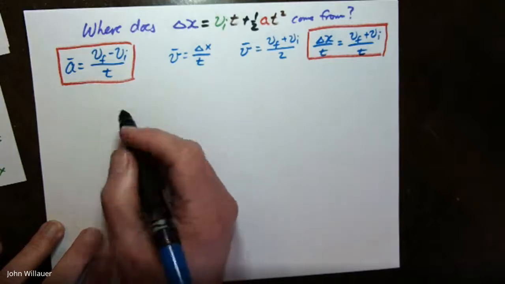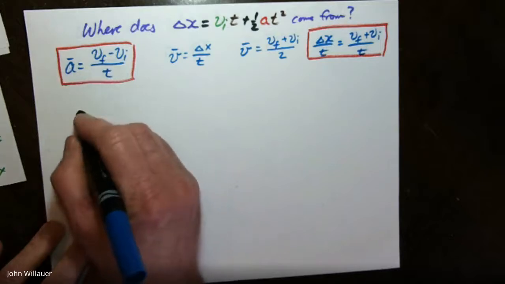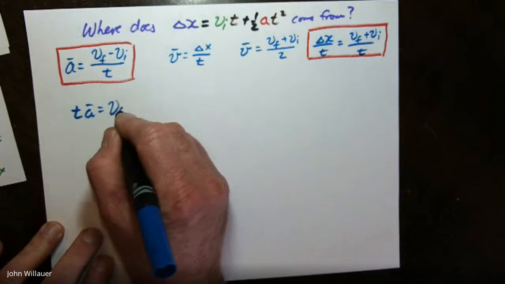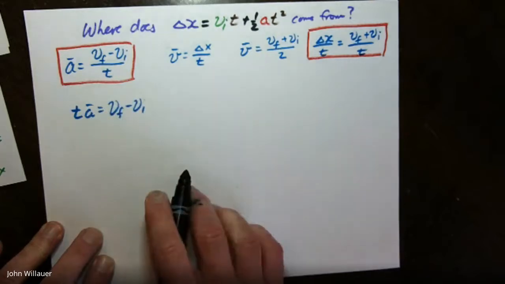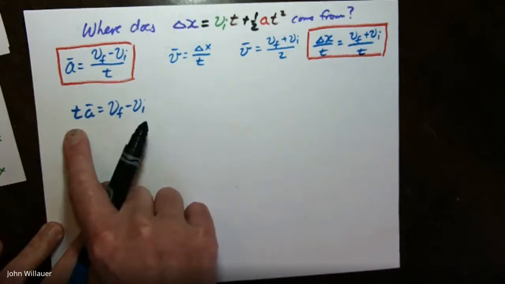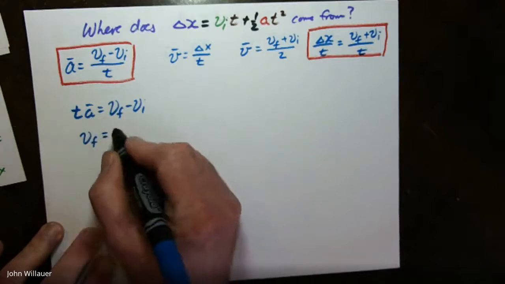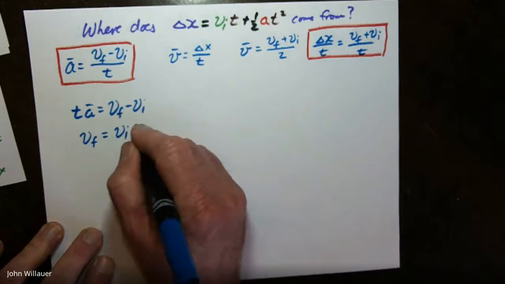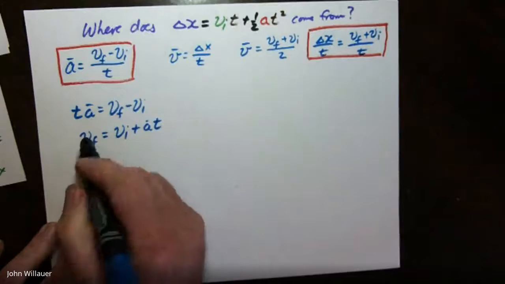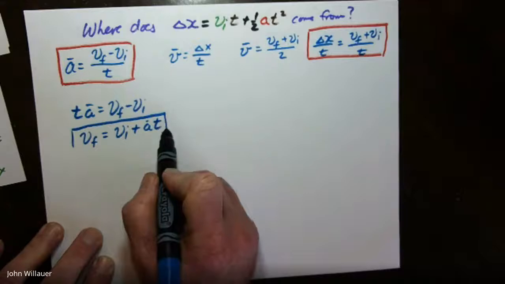So in order to do that, I'm going to solve this for final velocity, which means I'm going to multiply t to both sides. So I'm going to get time times average acceleration equals final velocity minus initial velocity. And then to get final velocity all by itself, I'm going to add the initial velocity to both sides. So I end up with final velocity equals the initial velocity plus AT. I just wrote those backwards that way. So that's one way of describing a final velocity. So that's going to become important in a moment.